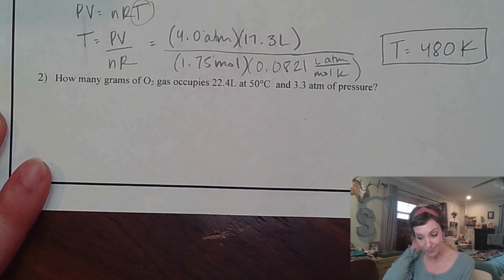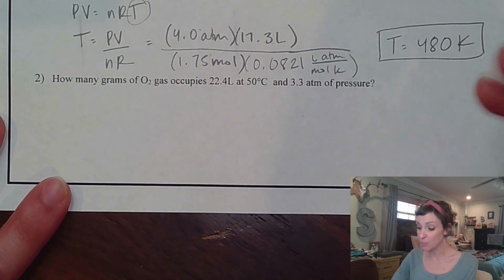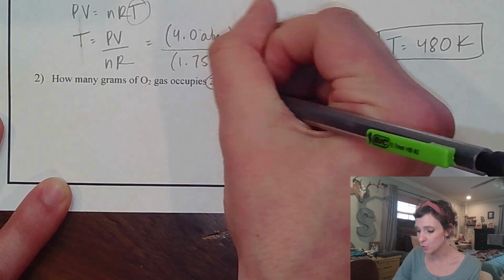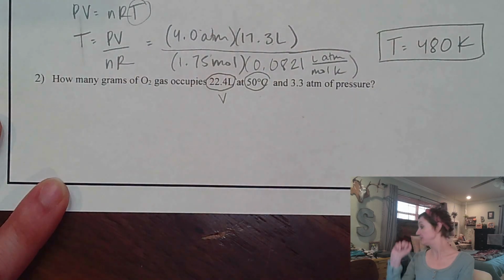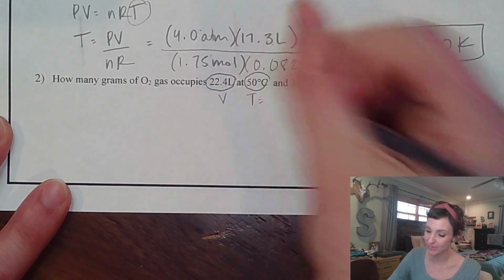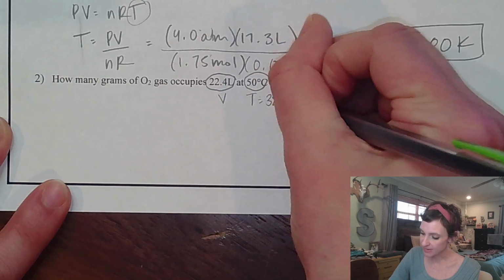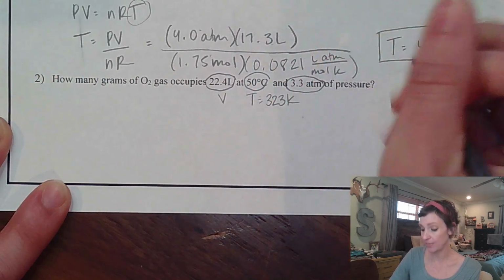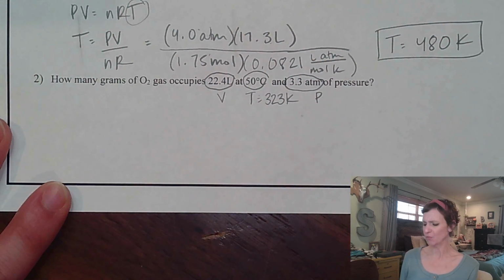One more ideal gas law problem, and then I think we'll feel real good about it. How many grams of O2 gas occupies 22.4 liters? Ooh, I have a volume at 50 degrees Celsius. I don't even know what gas law I'm about to use yet, but I do know that I do not like Celsius, so I will add 273 to that and turn that into 323 Kelvin and 3.3 atmospheres. That is a pressure. What are they asking me to solve for?